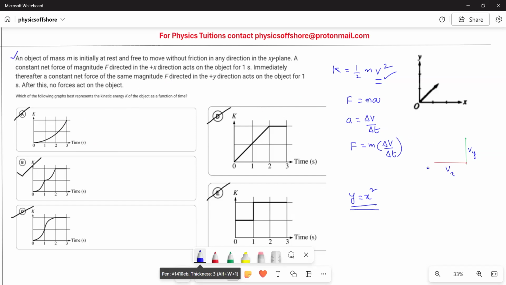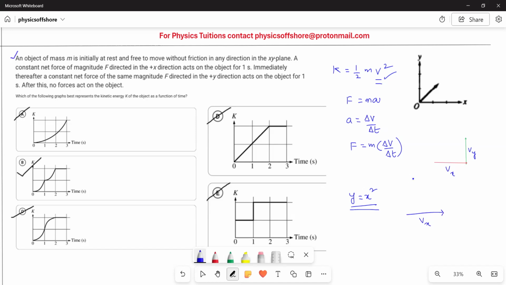Initially it is only along the x direction, no other direction. Obviously, it is just a straight line along this, which is the Vx, for the first second. Velocity is continuously increasing. As the time increases, velocity increases. Now, what is happening in the next second? The velocity is increasing along the y direction. So we have to take the resultant of both x component and y component.